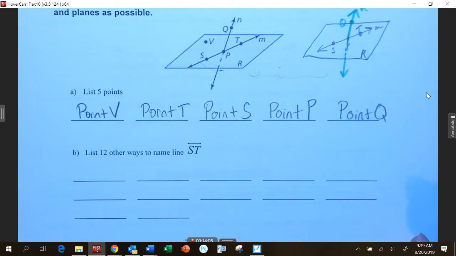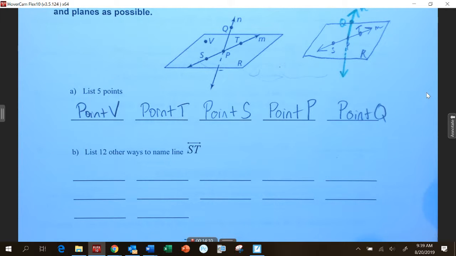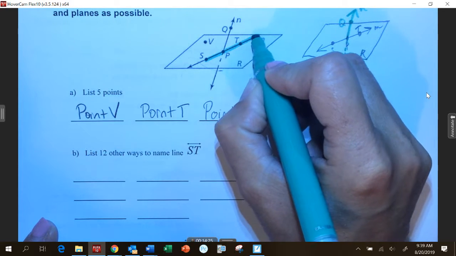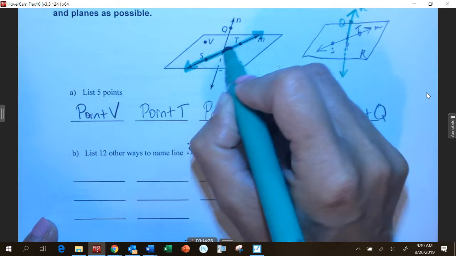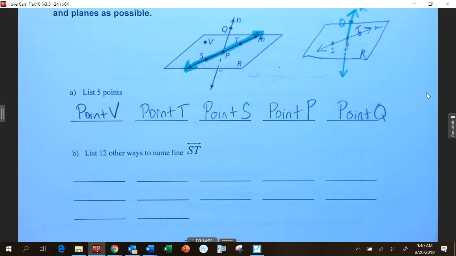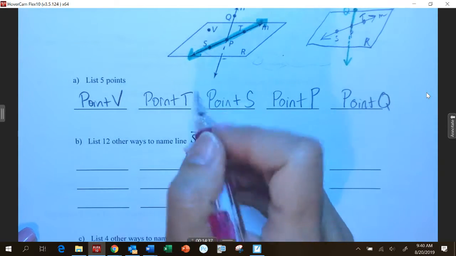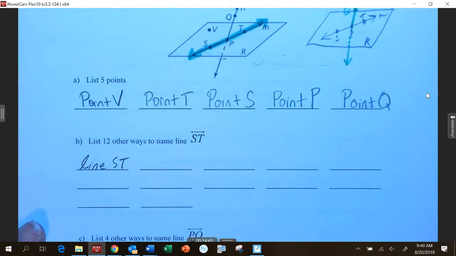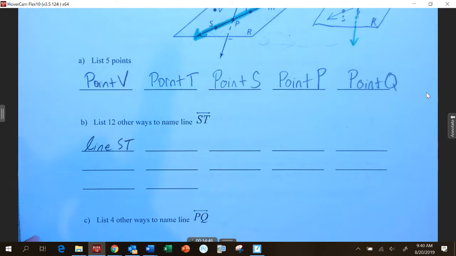Alright, next. Question B, list 12 other ways of naming the same line ST. So I'm going to highlight ST so we can see line ST. So if you go just between S and T, that's not a line. The line keeps going, it extends forever. So there are other ways of naming that same line ST. The first way I'm going to name it is instead of writing with a symbol ST, I could write the word line ST. Notice that I do not have the symbol above it if I use the word. One or the other, not both.